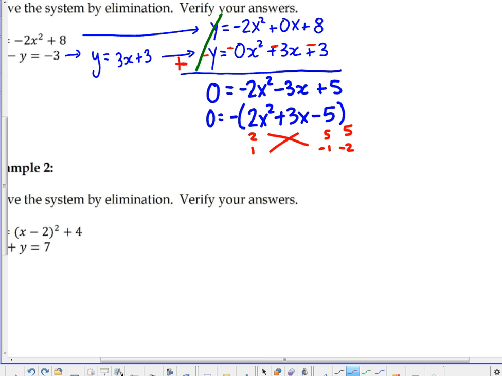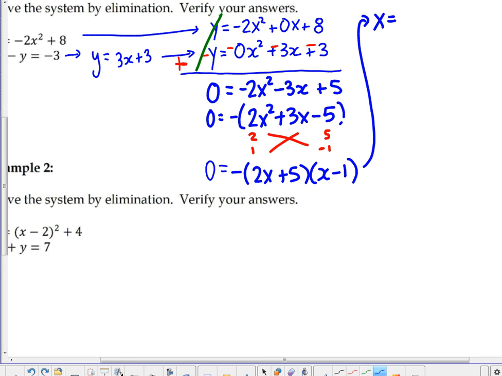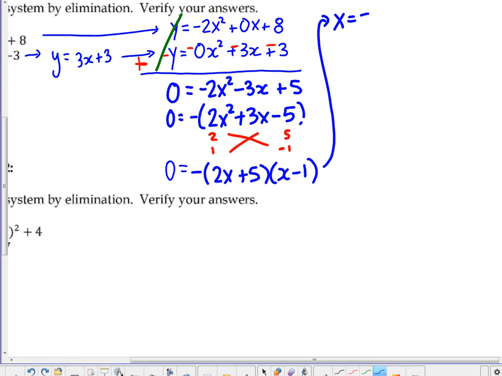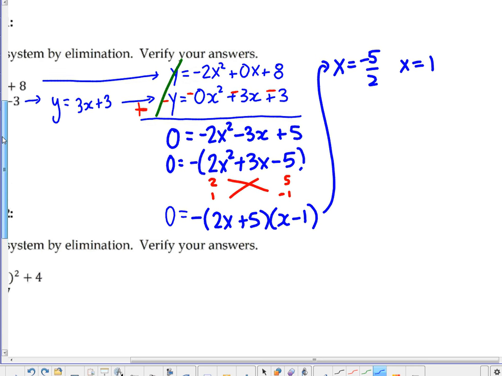Good. So that means our factored form is, there's a negative outside still, negative times 2x plus 5 times x minus 1. Therefore, x equals negative 5 over 2, or x equals 1. Uh-oh, you can't see that. That's better.